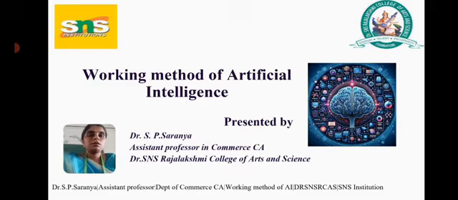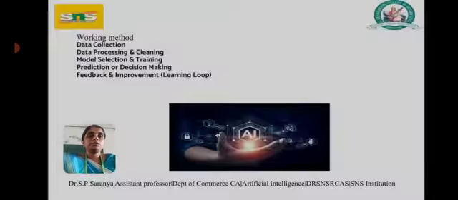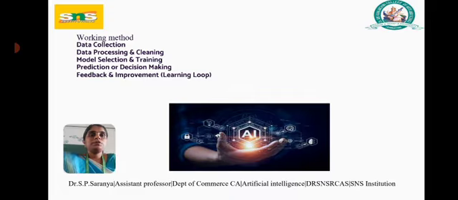So here we are going to see the working method of artificial intelligence. What are all the methods used for creating AI? This is the working method of artificial intelligence. First one is data collection, then data processing and cleaning, third is model selection and training, fourth is prediction or decision making, and finally feedback and improvement, that is the learning loop.